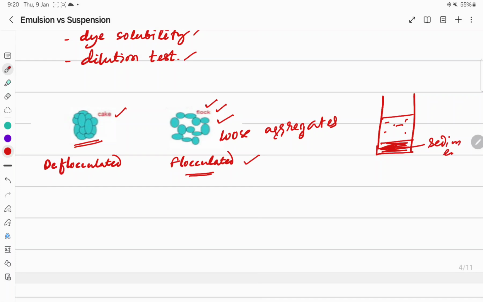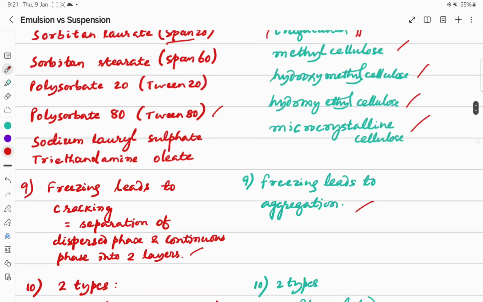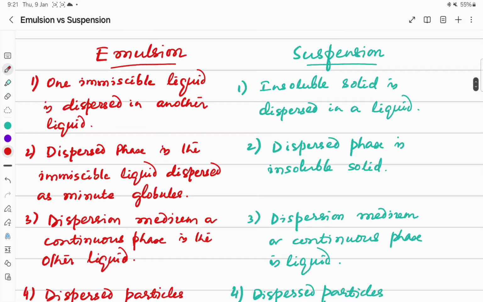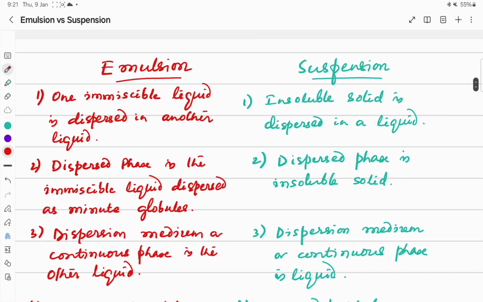And similarly, in case of pharmaceutical dosage forms, if the sediment consists of loose aggregates or flocks, it is flocculated and it is easy to redisperse. On shaking, it will again be formed. But in case of the deflocculated ones, they occur as separate entities and they form the cake, which is difficult to redisperse. So now let us differentiate between the emulsion and suspension.